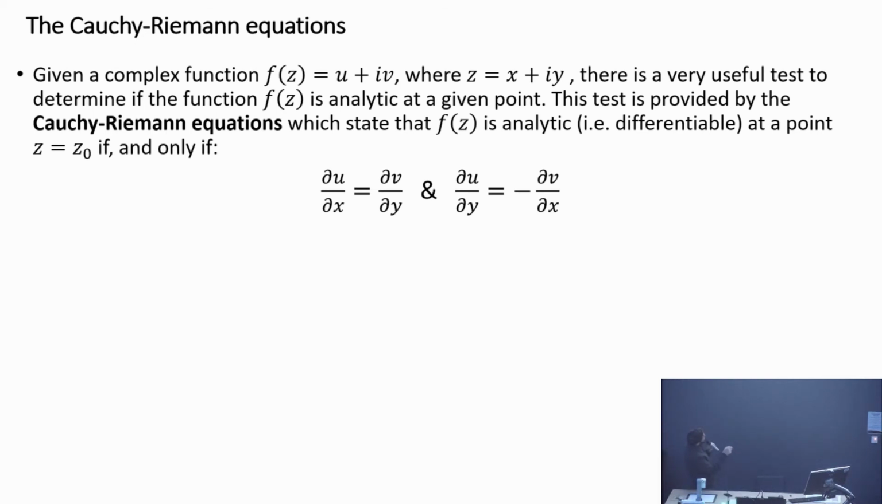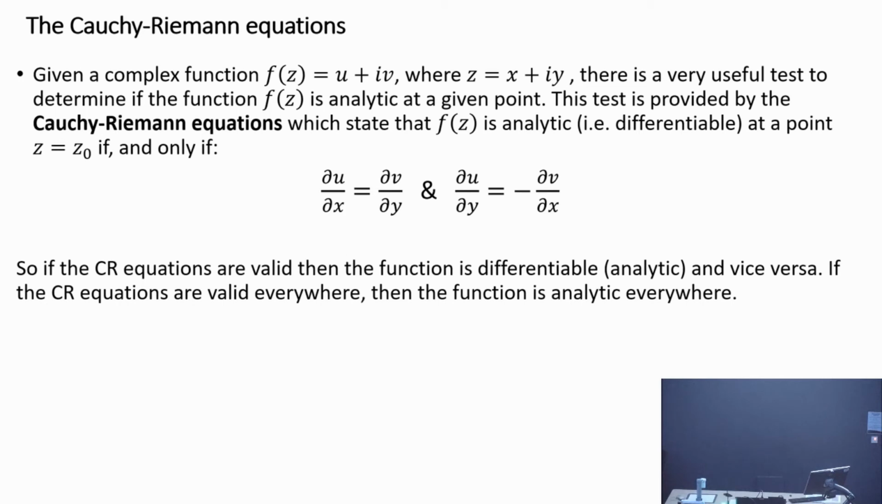So what we can say is that if the Cauchy-Riemann equations are valid, meaning they are true, then the function is, as I said, analytic, and vice versa. That means if the function is analytic, then the Cauchy-Riemann equations are true. Okay? So that's your test. Get the Cauchy-Riemann equations, that tells you something about the function.